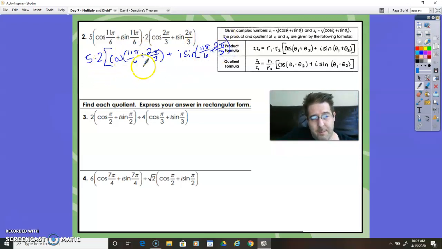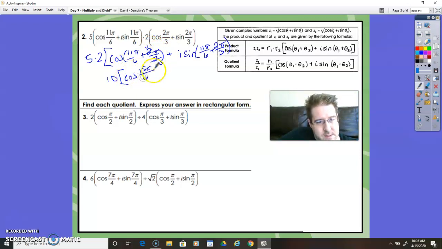Okay, so I'm going to skip a few steps on this one. So 5 times 2 is 10. And then if I add these, I make this a 6. I've got to make this a 4. I've got to double it. 4/6 and 2/3 are the same thing. 11 pi plus 4 more pi's makes 15 pi over 6. So this is cosine of 15 pi over 6.